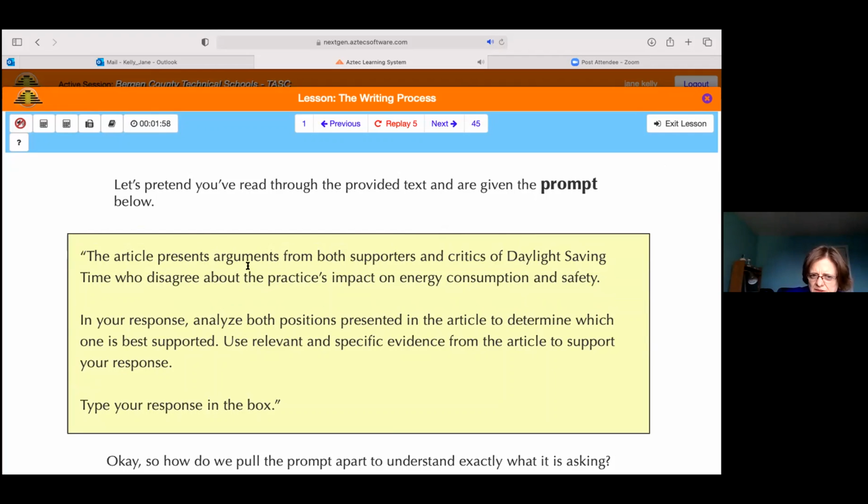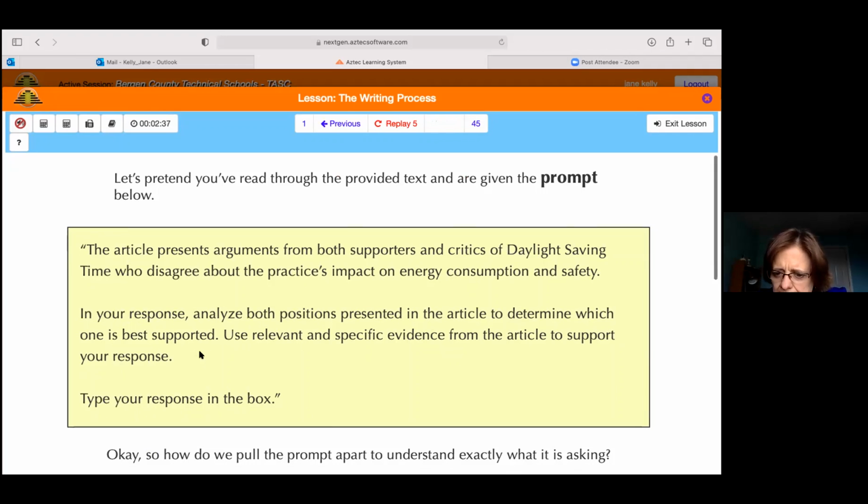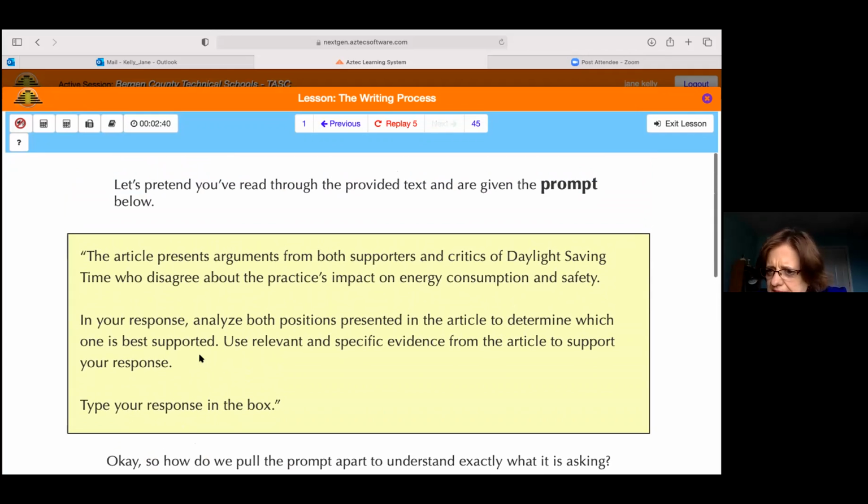It's not just like the task. The article presents arguments from both supporters and critics of daylight savings time. In your response, analyze. Okay, no, that's not how task says to write an argumentative essay. That's why I got mad at them, because that's how the GED presents their question, if you're familiar with GED. So I think that's why I stopped looking at this. Now it's coming back to me that I didn't like the fact that these are not the directions from task. These are the directions from GED. But I think there's a lot of useful information here.